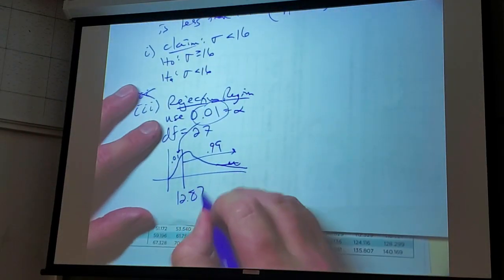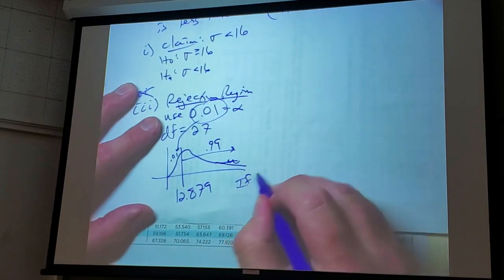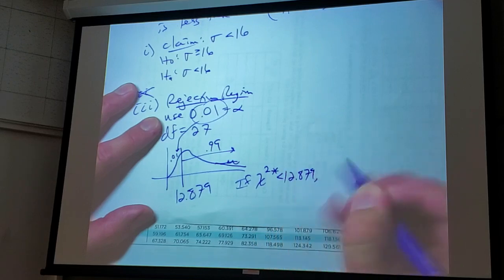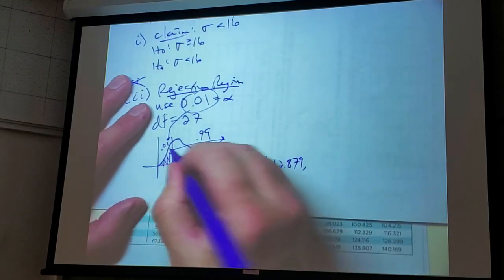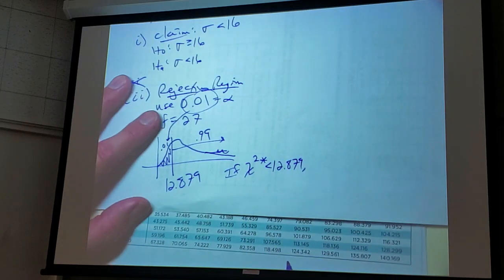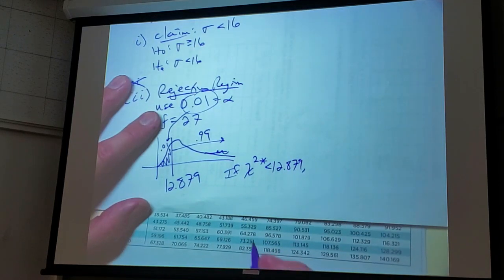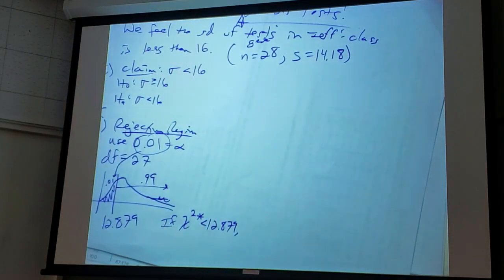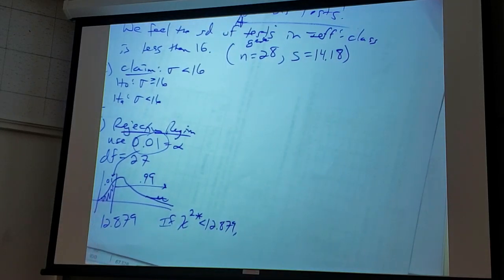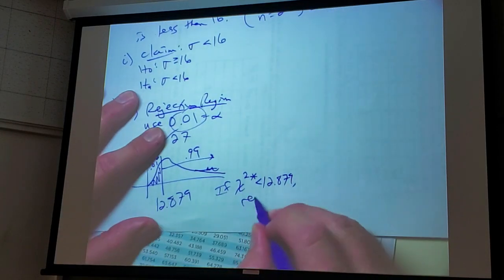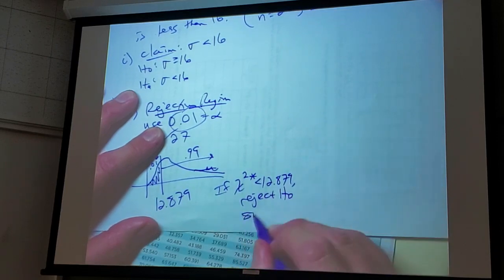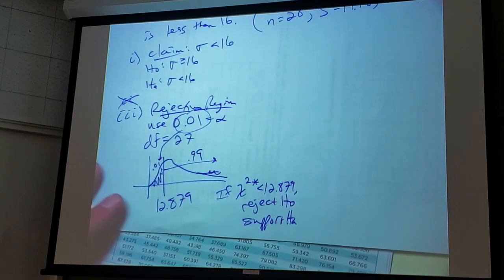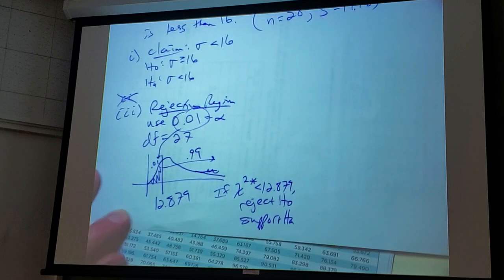12.879. So if my chi-square star is less than 12.879, what can we do? If I get in here, what can we do? If we get into the rejection region, we reject what? The null. That didn't change, yes? In fact, not much has really changed yet, except we used a different chart.